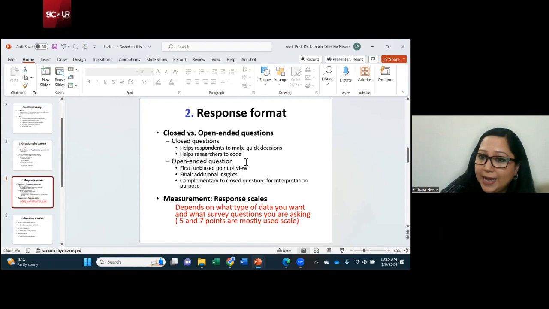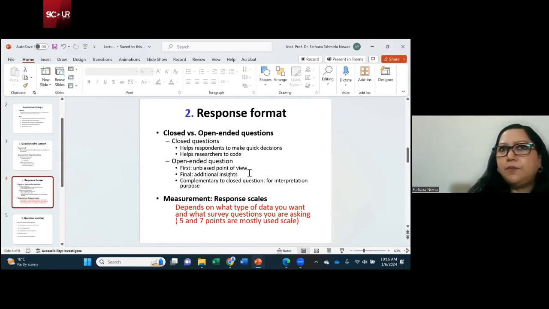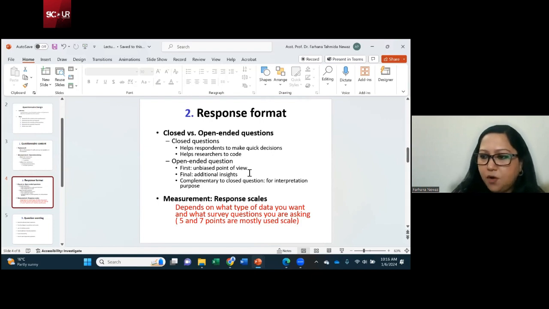It also helps us, the researchers, to code the information easily in an Excel sheet or SPSS sheet. Later on you will understand this when you collect the data and need to move all the data from your questions to the Excel sheet to do the analysis. It makes our life easier to code all those items for the analysis part. Then open-ended questions.